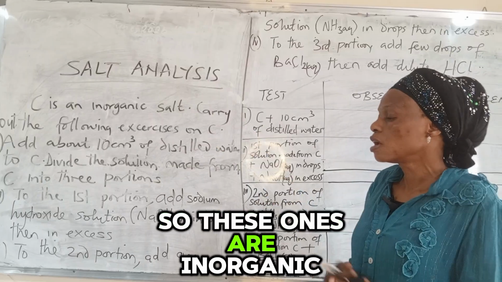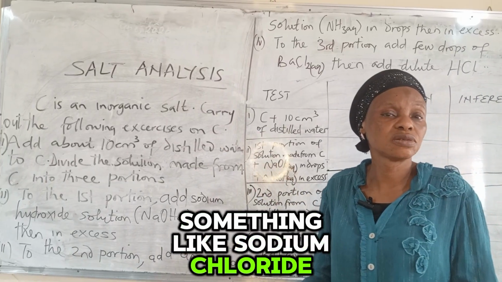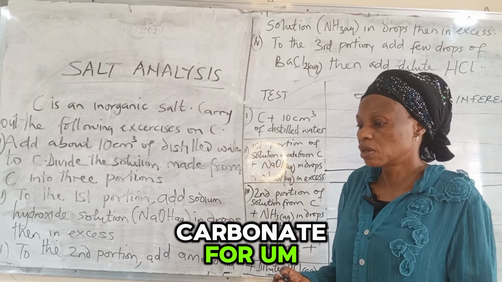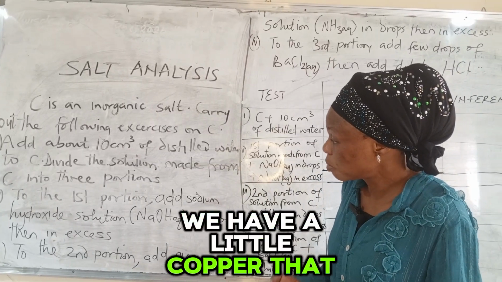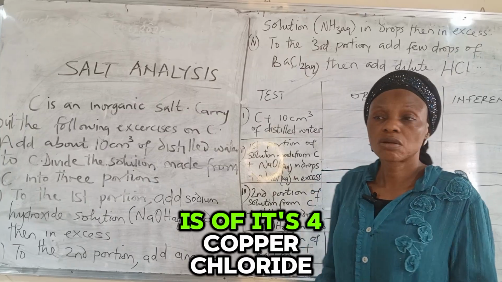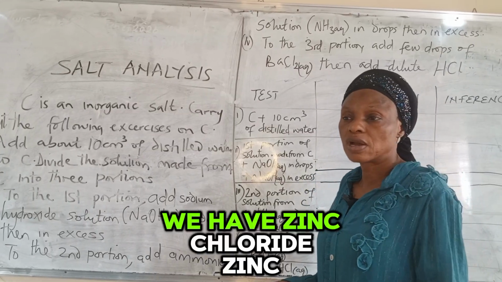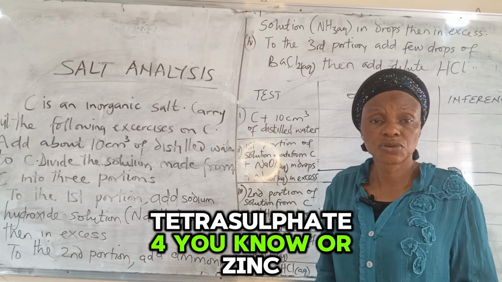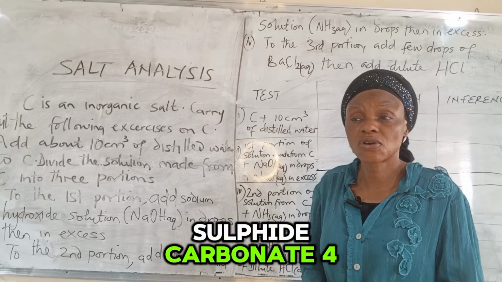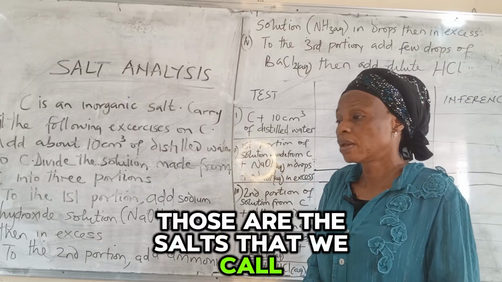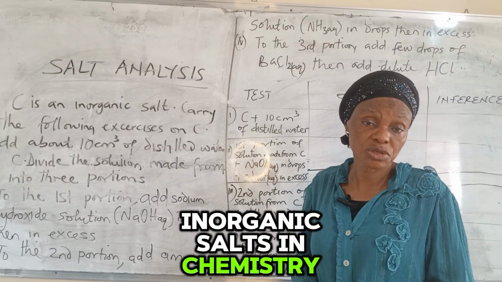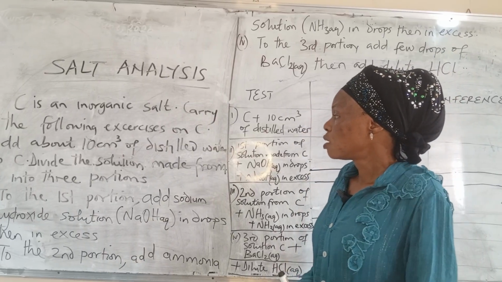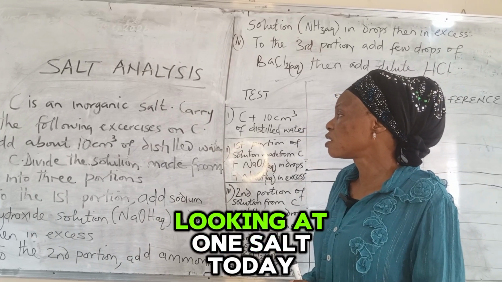So these ones are inorganic, something like sodium chloride, sodium carbonate, sulfate. We have maybe copper sulfate, copper chloride. We have zinc chloride, zinc sulfate, or zinc carbonate. Those are the salts that we call inorganic salts in chemistry lesson or chemistry class. So those salts, we shall be looking at one salt today.